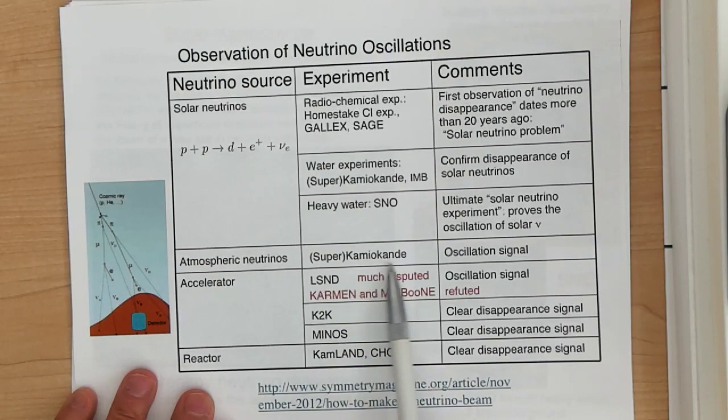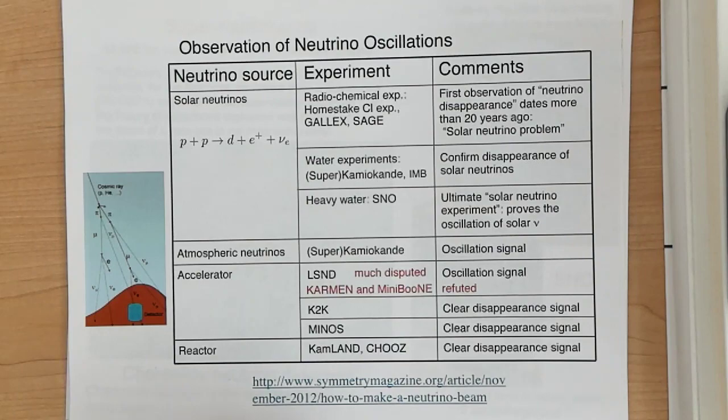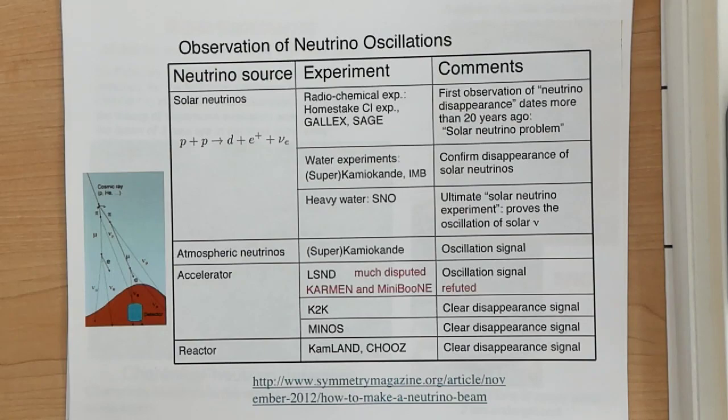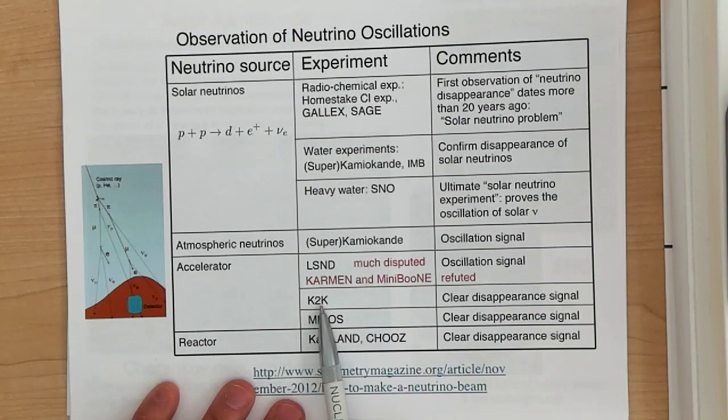You can also use accelerators to produce neutrinos by some accelerator collisions that produce neutrinos. And there are several of them. There's a famous or infamous one, LSND, that had a very strange, much disputed observation that hinted perhaps at another generation or some sterile neutrinos, but this has not been confirmed by other experiments, KARMEN and MiniBooNE.